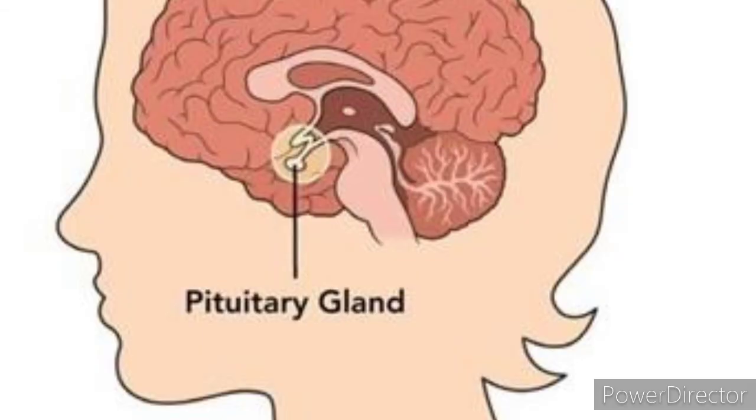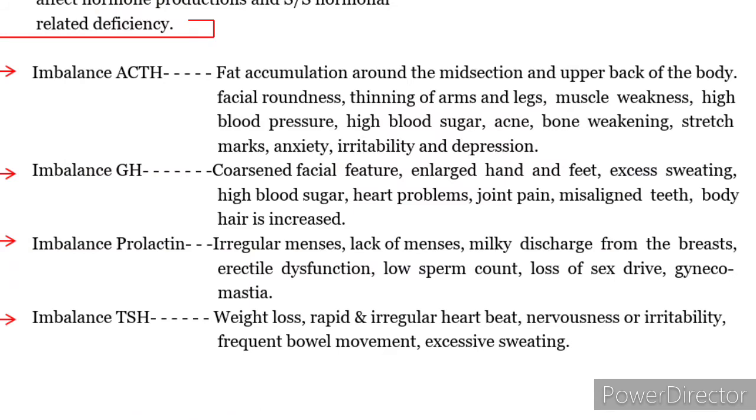Pituitary tumor, a benign tumor in the pituitary gland, which affects hormone production, with signs and symptoms of hormone-related deficiency. Imbalanced ACTH or adrenocorticotropic hormone. The clinical manifestations are fat accumulation around the midsection and upper back of the body, facial roundness, thinning of arms and legs, and other clinical manifestations. Imbalanced growth hormone or GH. The clinical manifestations are coarsened facial features, enlarged hands and feet, and other clinical manifestations.